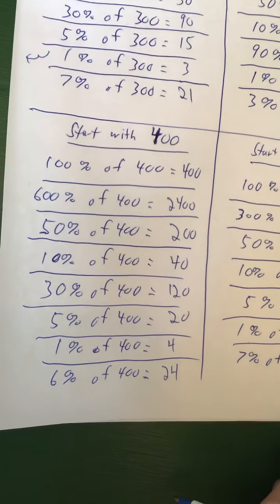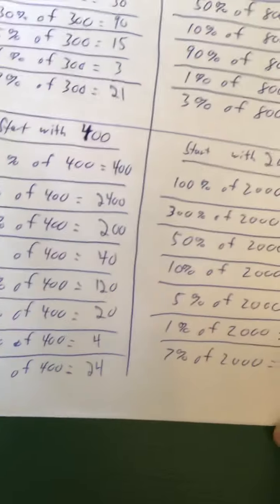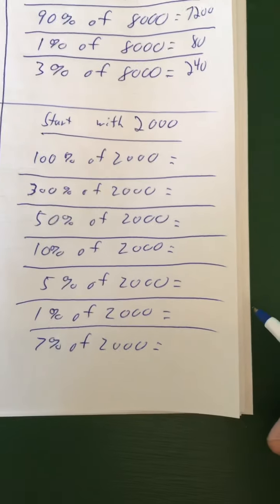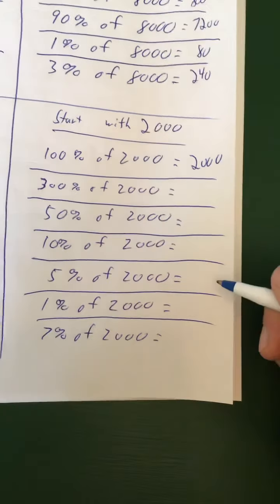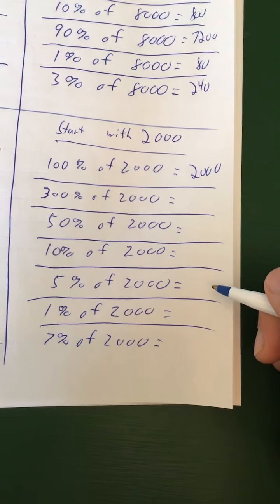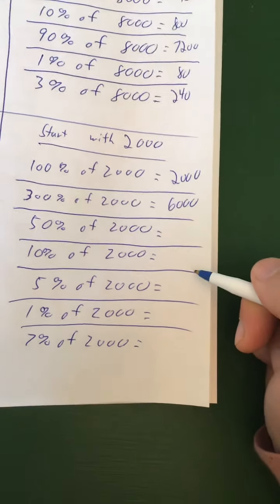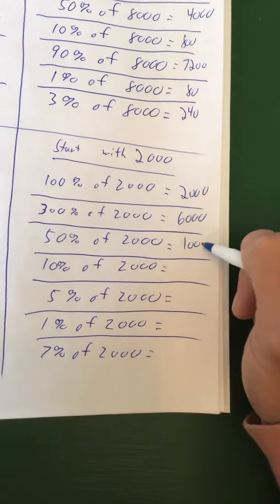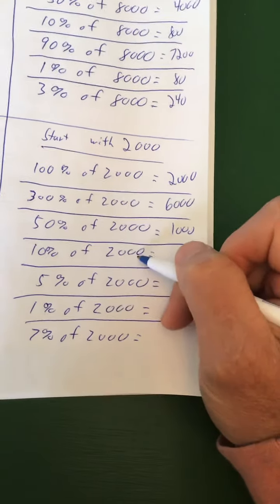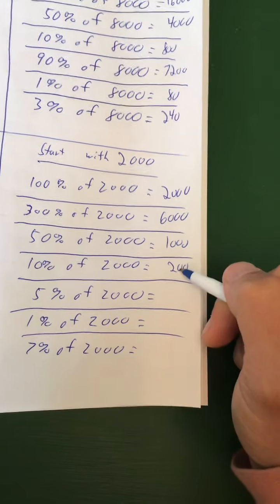Hopefully you're getting this down for easy numbers for double checking or when you don't have to show work. Now 100% of 2,000 is 2,000. 300% of 2,000 is times 3, 6,000. 50% of 2,000 is half, that's 1,000. 10%, move it over 1, that's 200. 5%, well that's half of 10%.